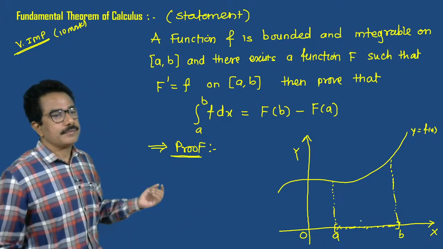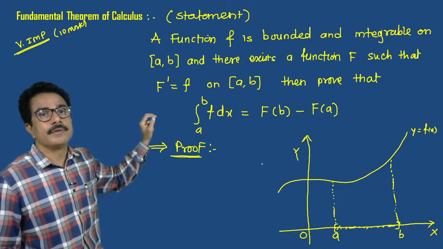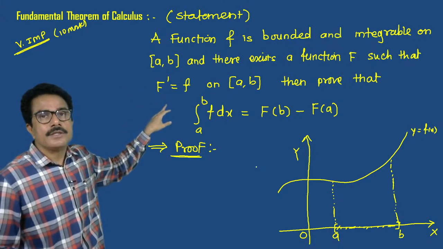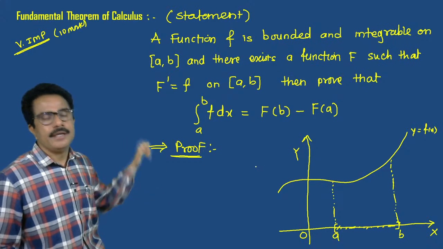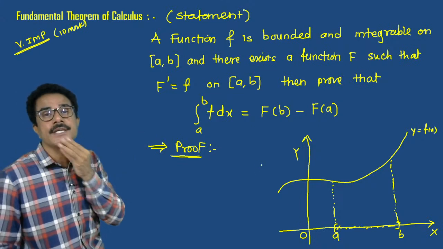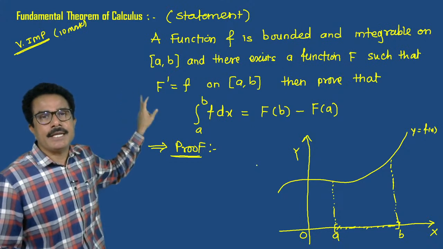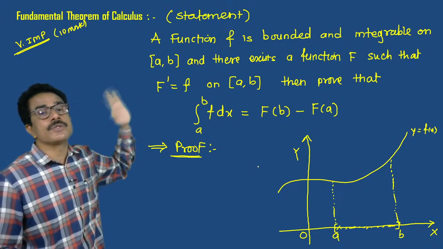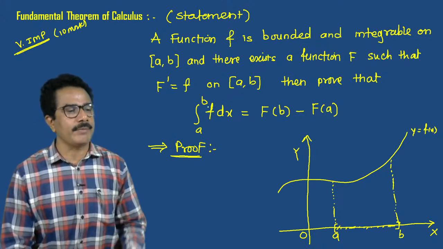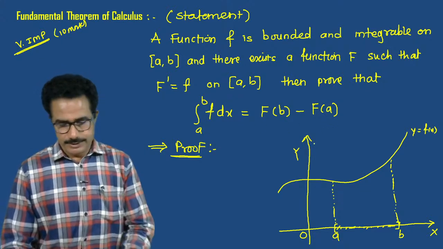Then there exists another function capital F such that the derivative of capital F is small f. This means capital F is equal to the integral of small f. There exists a function capital F such that capital F of x is equal to the integration of small f of x. Then we have to prove the integration from a to b of small f dx is equal to F of b minus F of a.